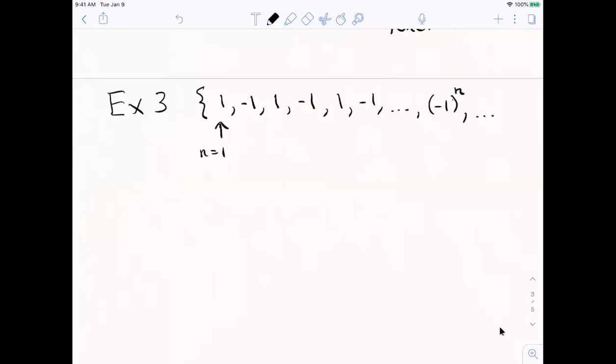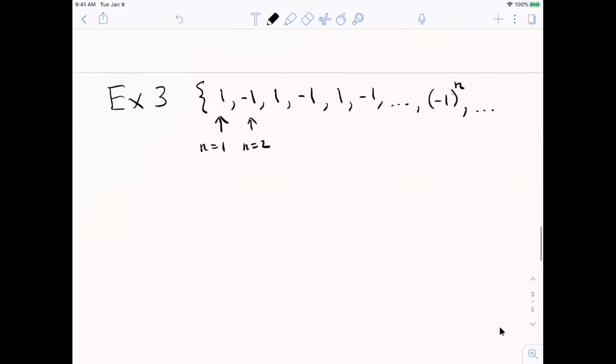And then when n is 2, -1 squared isn't -1, it's 1. So I've exactly got the signs backwards. There are different ways to fix this. I'm going to fix it by increasing my exponent by 1. So I'm going to write this sequence as the terms that look like -1 to the n plus 1, and I start n at 1 and go to infinity.